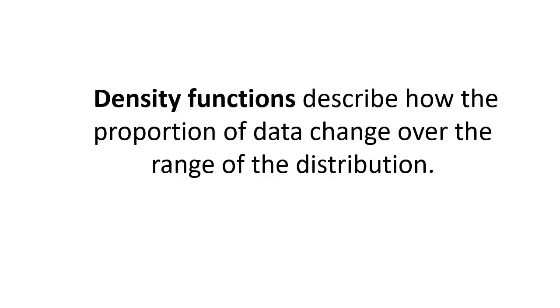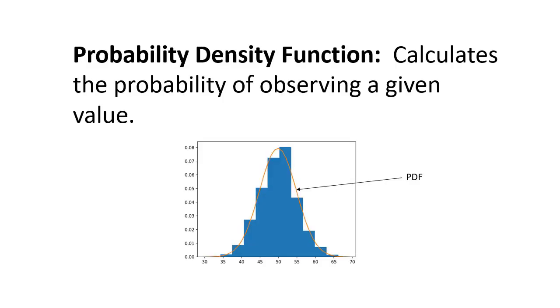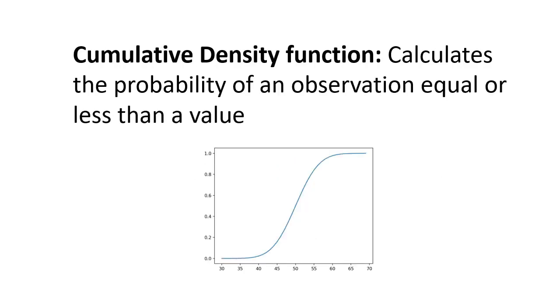Hello and welcome back. In this lecture, let's talk about density functions. Distributions are often described in terms of their density or density functions. Density functions are functions that describe how the proportion of data, or the likelihood of the proportion of data of the observations, change over the range of the distribution. Two types of density functions are probability density functions and cumulative density functions. PDFs, or probability density functions, calculate the probability of observing a given value. CDFs, or cumulative distribution functions, calculate the probability of an observation equal to or less than a value.